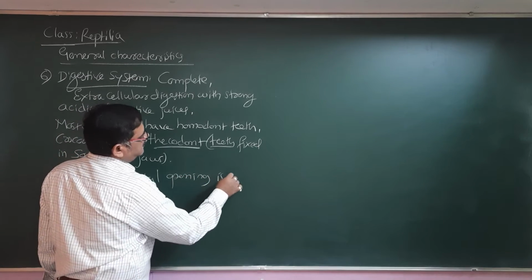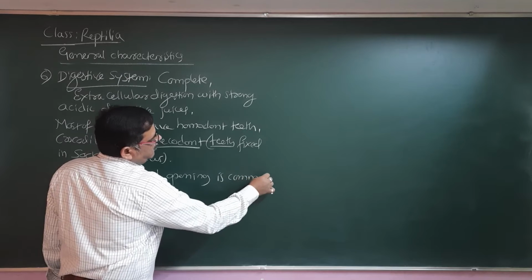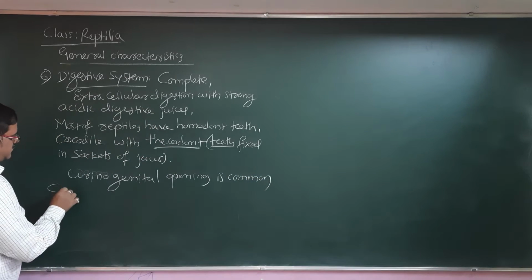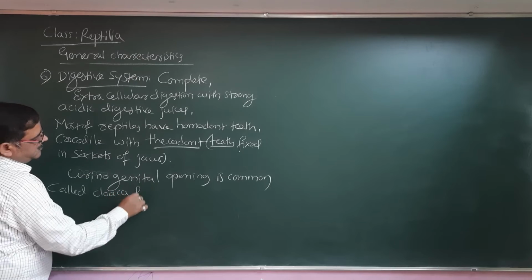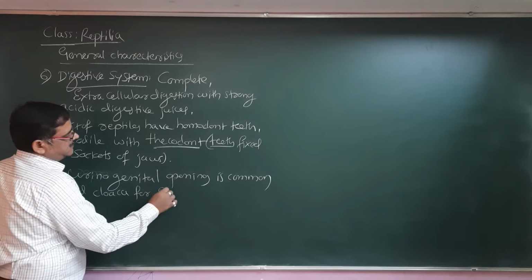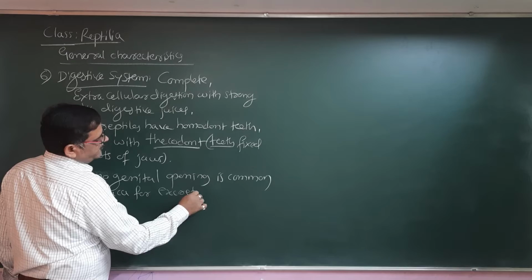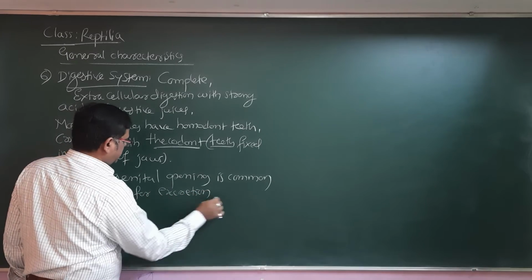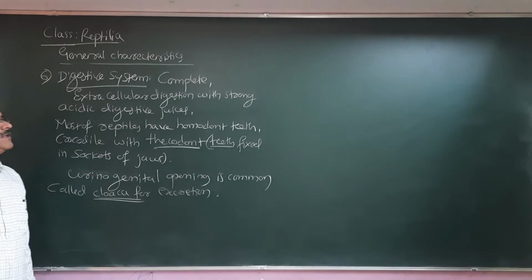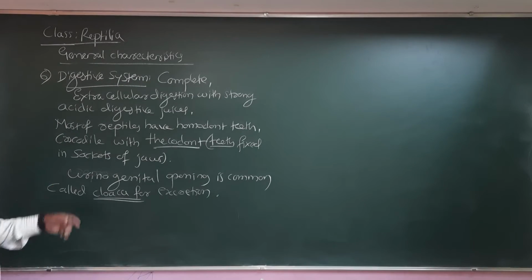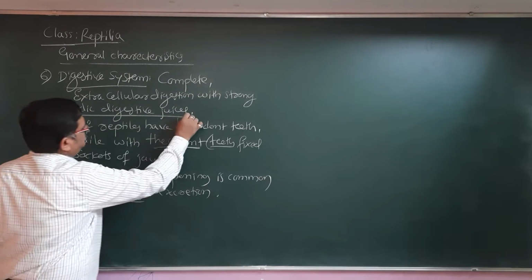The common opening is called the cloaca, for excretion. Fine, so this is what we talk about mainly. The digestive system is complete. They have very strong acidic digestive juices.